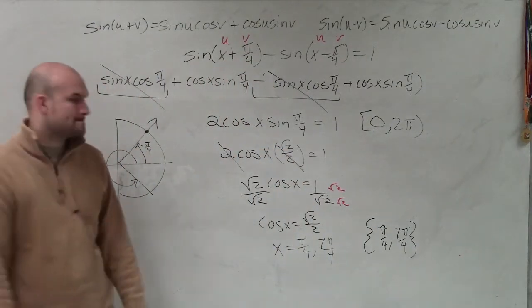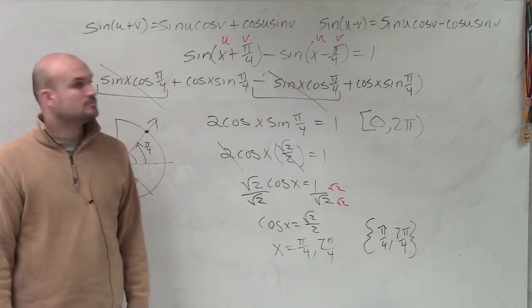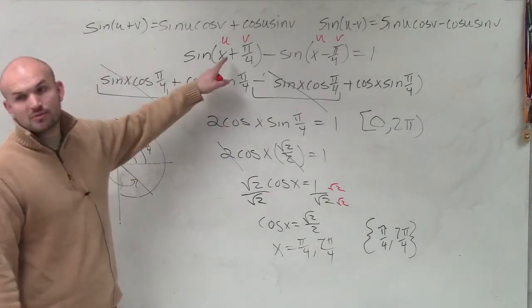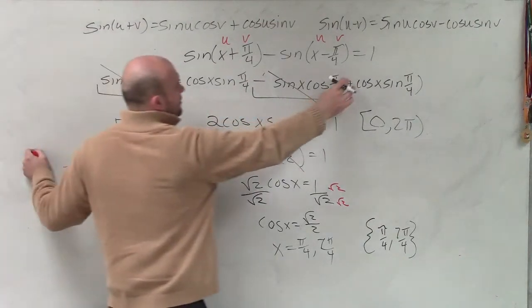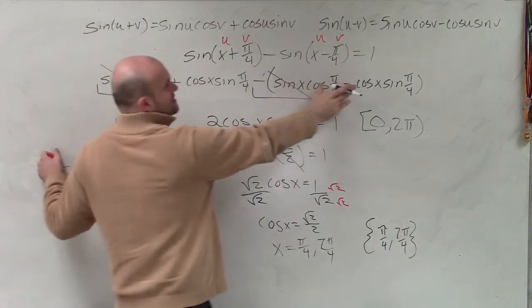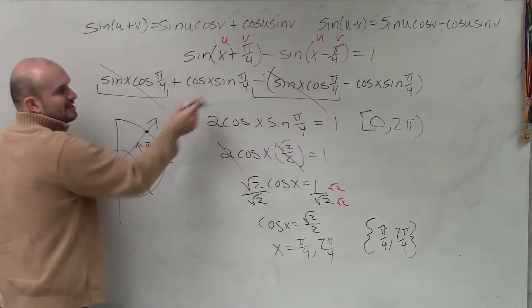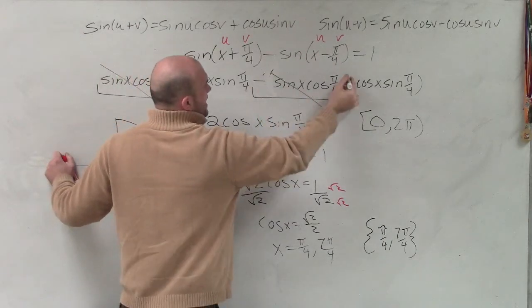Yes? Did you apply the sine u plus v and sine u minus v? Yeah, I had to do both formulas. Notice here, see how this formula is here? And originally it looked like this, right? So I did the plus formula and I did the difference formula, or the sum formula and the difference. But then what I did is I distributed the negative. So I got rid of that and I made that positive.